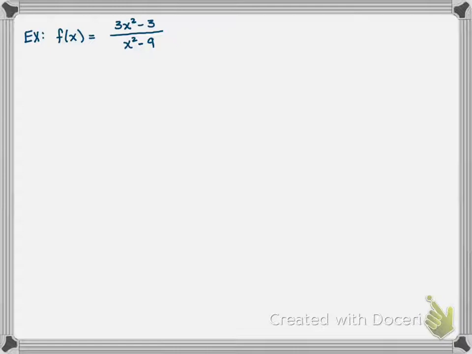So I always just write them both at the very top, and that way I can use whichever one is most convenient. So this is going to be 3 times (x plus 1) times (x minus 1), and this is going to be (x plus 3) times (x minus 3). So our goal is to find the vertical asymptotes, the horizontal asymptotes, the x-intercept, and the y-intercept. We'll start with vertical asymptote.